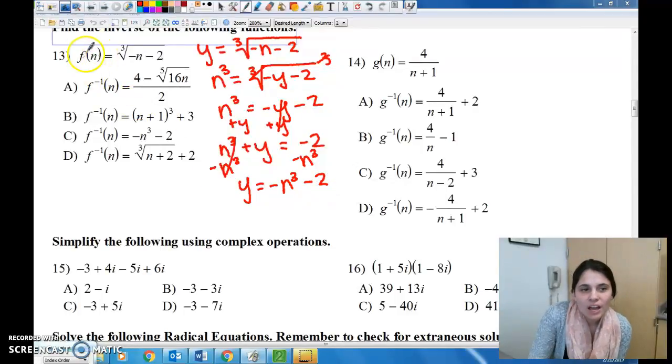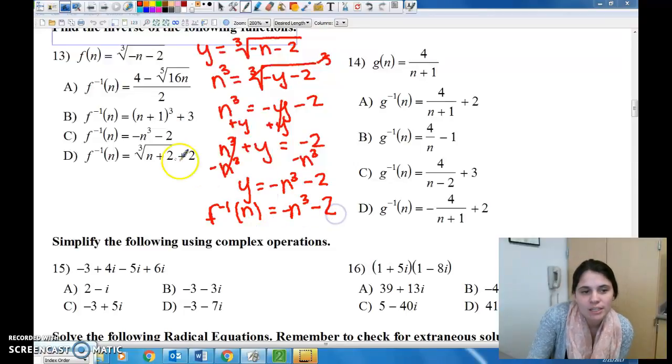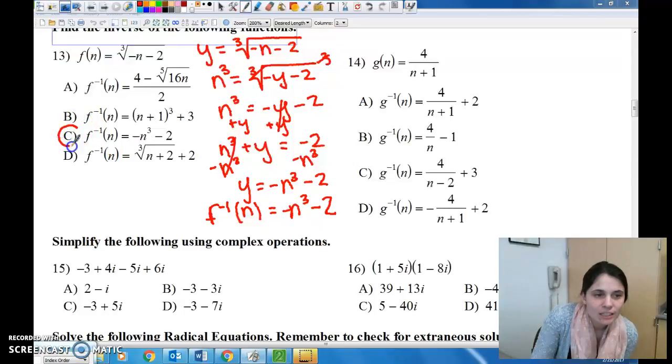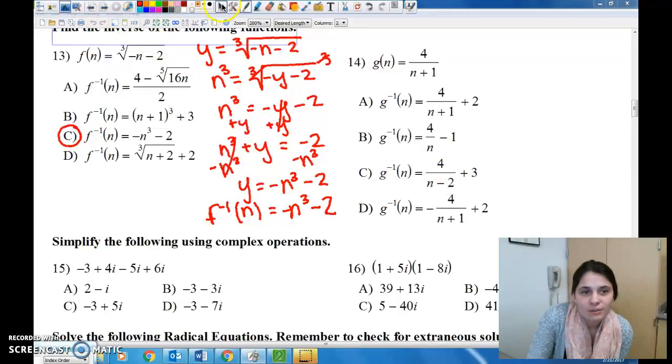Now I started with an f of n, so when I write my inverse function, I write it with an f to negative 1 of n, and then it's still equal to that same thing. And if I look over at my solutions, answer C is my solution. So I'm going to have you go ahead and try number 14, and let's see what the answer is so you can check yourself. The answer of which is B. So try number 14 and see if you can get answer B.